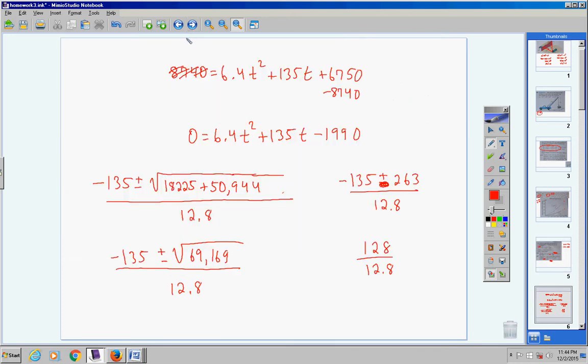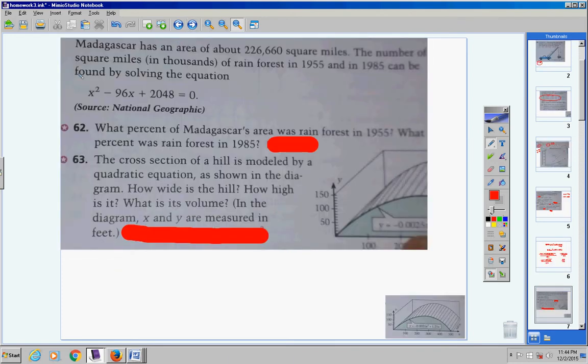Okay, moving on to number 62 and 63. Madagascar has an area of about 226,660 square miles. The number of square miles in the rainforest from this year to this year can be modeled by this right here. What percent of Madagascar's area was rainforest in 1955? 1985. Now, guys, listen to me very carefully, please. It's asking for what percentage.